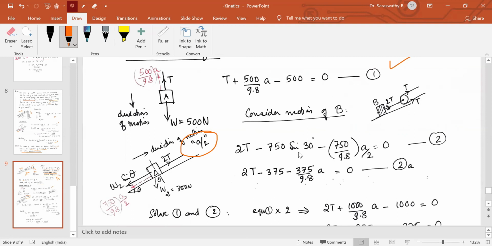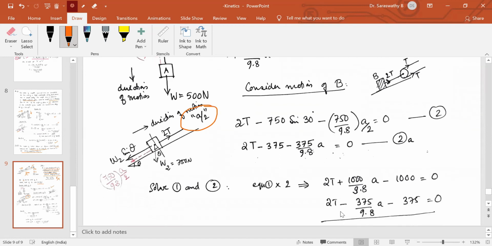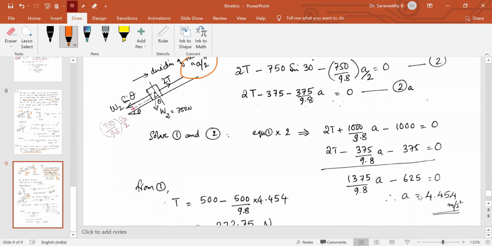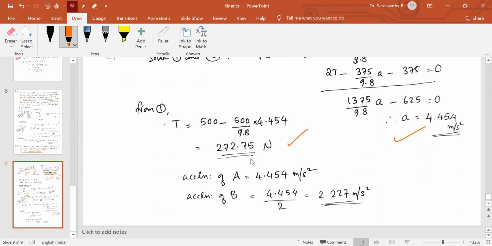We can simplify this: 750 sine 30 is 375. This has been simplified, is equal to 0. So first equation, second equation, T and a, two unknowns. So multiply the first equation with 2, then subtract one from the other, we'll get acceleration. Once we get acceleration, substitute in any of these equations, we'll get the tension in the string. Okay, so acceleration of block A is 4.454 and acceleration of B is only half of it.